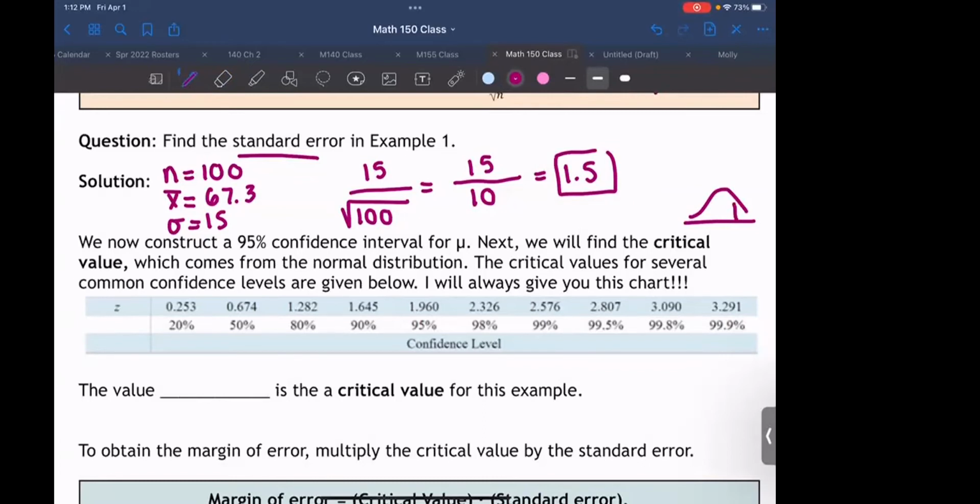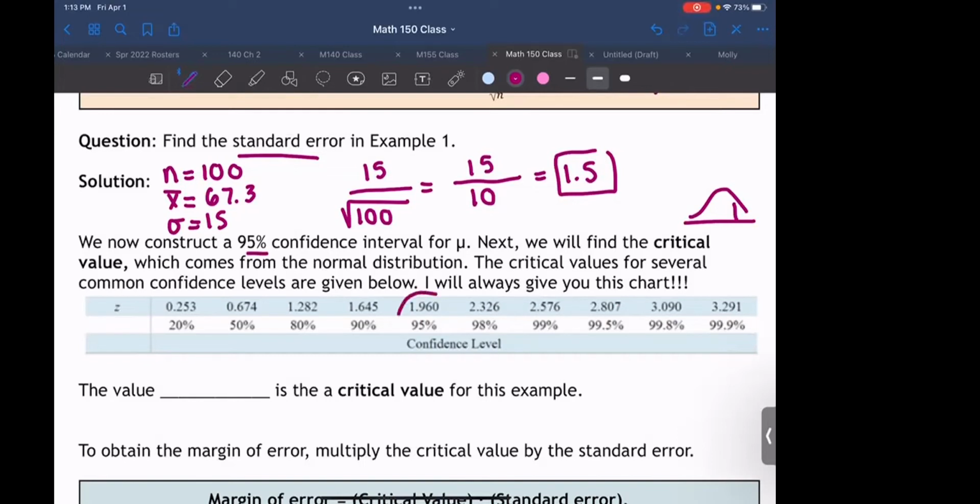We're going to find the critical value, which comes from this bell curve. And normally, well, you have to actually calculate it, but I'm going to make it pretty easy. Since statisticians do this all the time, they've actually created this nice chart that shows the critical values for different levels of confidence. Okay. So since we want to be 95% confident, what do you think the critical value is here?